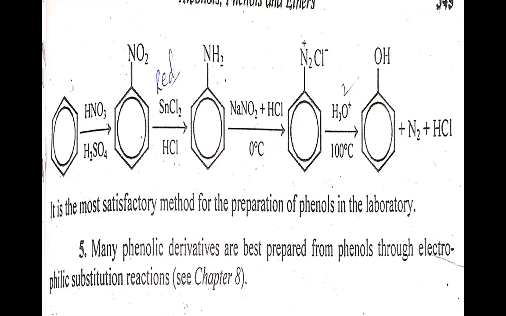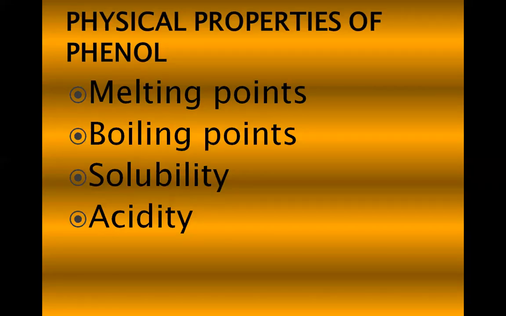So we have prepared phenols by four different methods, and these four methods are very important, and a very important question from the paper point of view. You must learn these four methods for the preparation of phenols. In all these methods, the starting material is benzene, and we have prepared phenol from benzene by converting benzene to different compounds, and then those compounds can be converted into phenol.